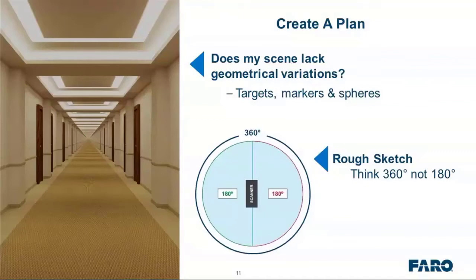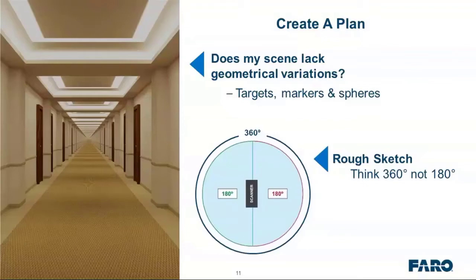So if you were in a situation like this, or maybe it's a heavily wooded forest, a cornfield, or anything that lacks a disruption to the pattern, you may want to consider adding markers, targets, or registration spheres to make your job easier, for the software to register it automatically.